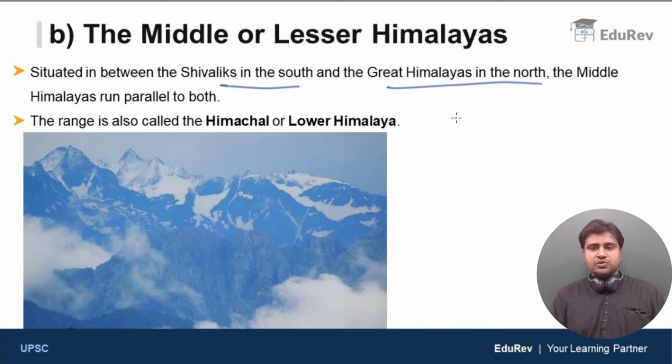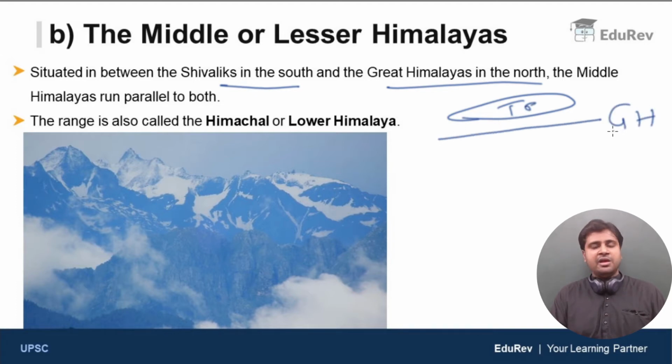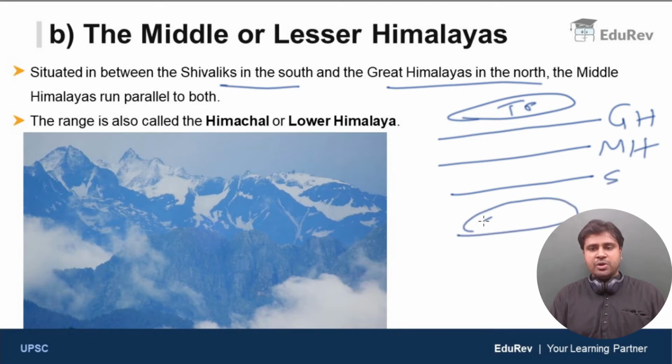So just imagine that this is the Tibetan Plateau. To the south of Tibetan Plateau, you have the Great Himalayas or the Himadri. In the middle, you have Middle Himalayas. And to the south, you have Shivaliks or the Outer Himalayas. And to the south of Shivaliks, you have the Indo-Gangetic Plain. So Middle Himalayas are situated in between Shivaliks to the south and Great Himalayas to the north. And Middle Himalayas run more or less parallel to both the ranges.